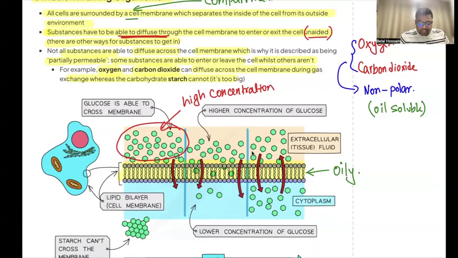Why would that be the case? That's because they're too large. But if something is water soluble and they are too small, they may enter the cell, but only due to difference in concentration gradient, since there is a high concentration outside and low concentration.